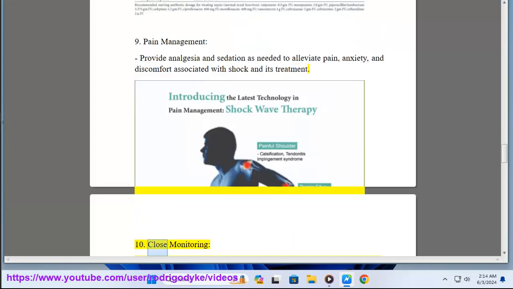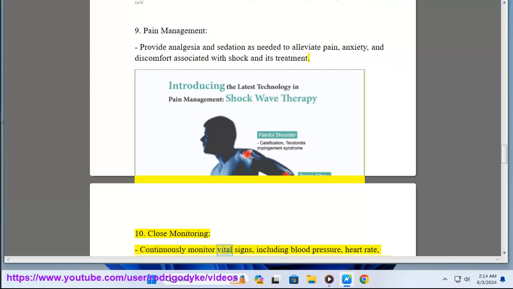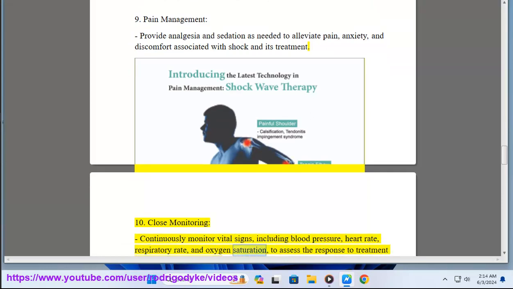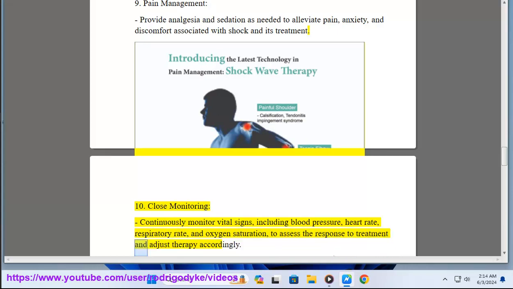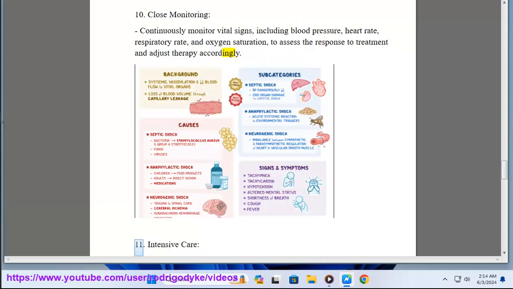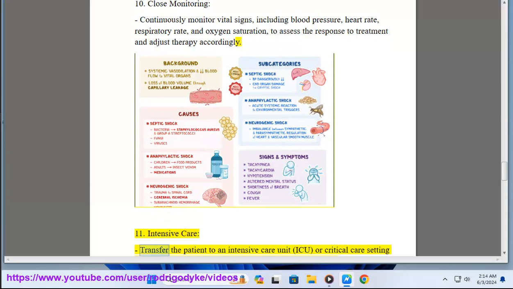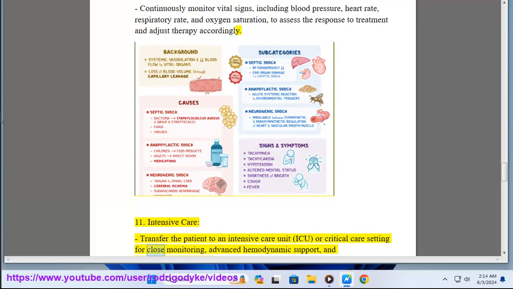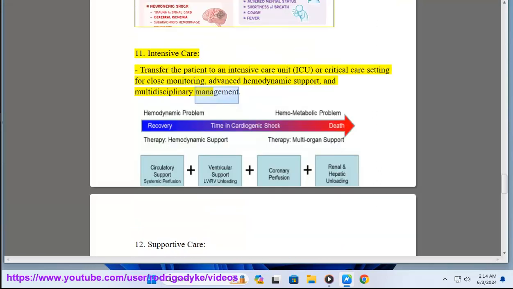10. Close monitoring. Continuously monitor vital signs, including blood pressure, heart rate, respiratory rate, and oxygen saturation, to assess the response to treatment and adjust therapy accordingly. 11. Intensive care. Transfer the patient to an intensive care unit, ICU, or critical care setting for close monitoring, advanced hemodynamic support, and multidisciplinary management.